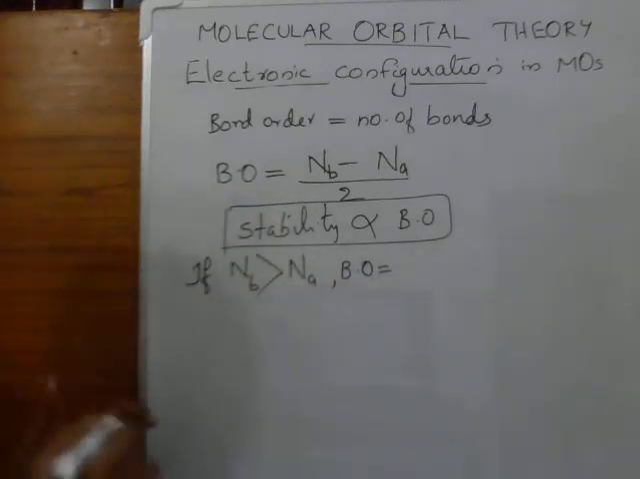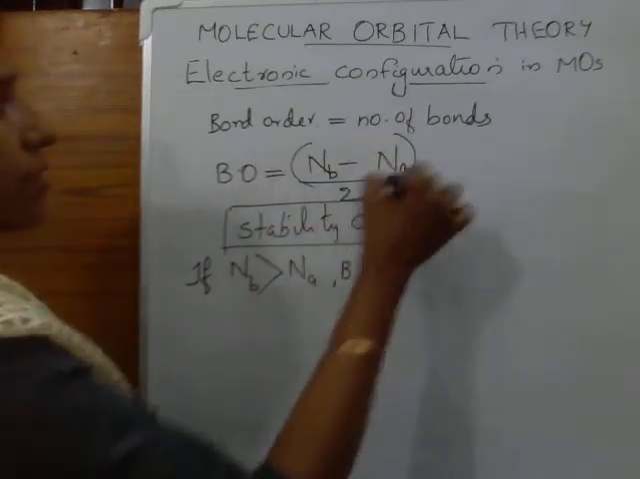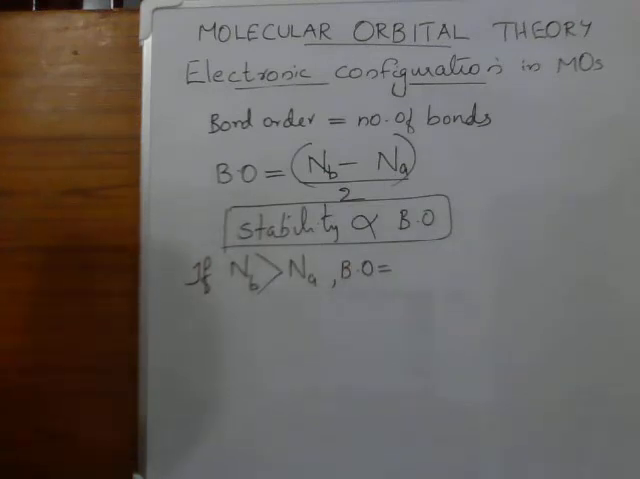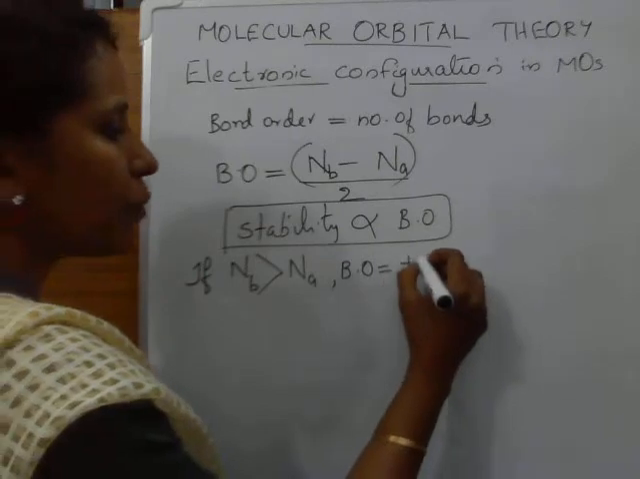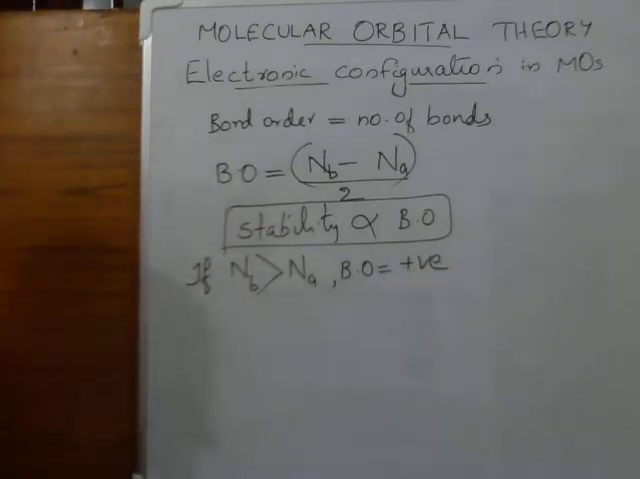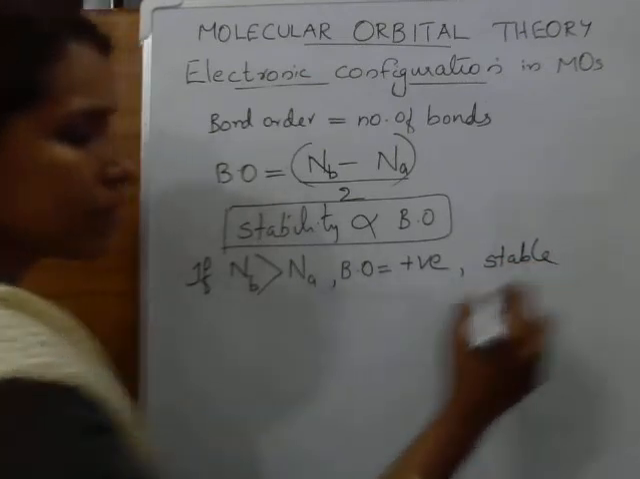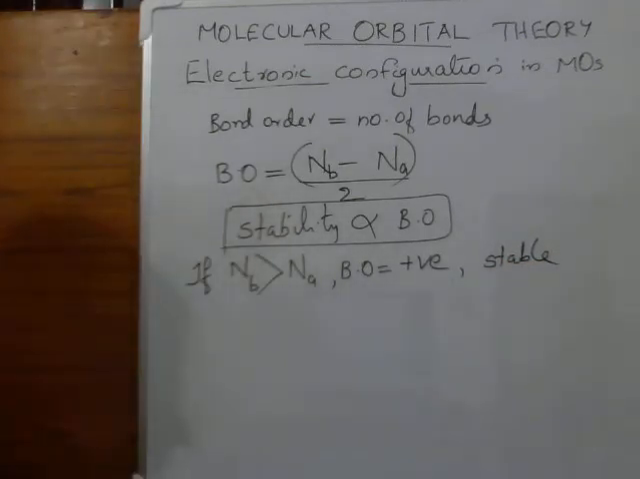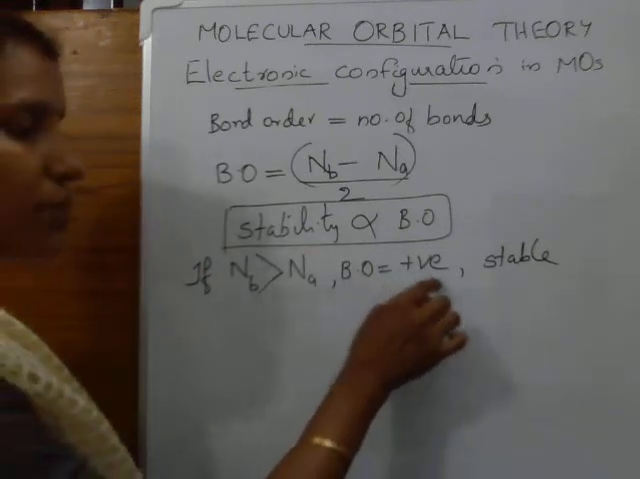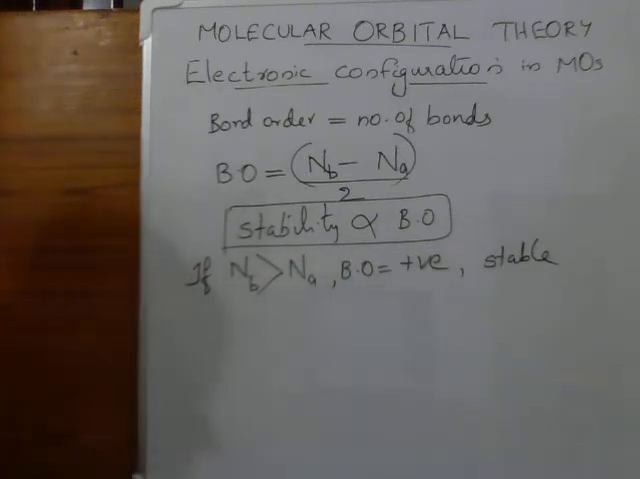In this equation, the numerator, this difference, will be a positive value and hence the bond order will be positive. That means the molecule will be stable. If bonding electrons are greater than anti-bonding electrons, bond order is positive, stable molecule.